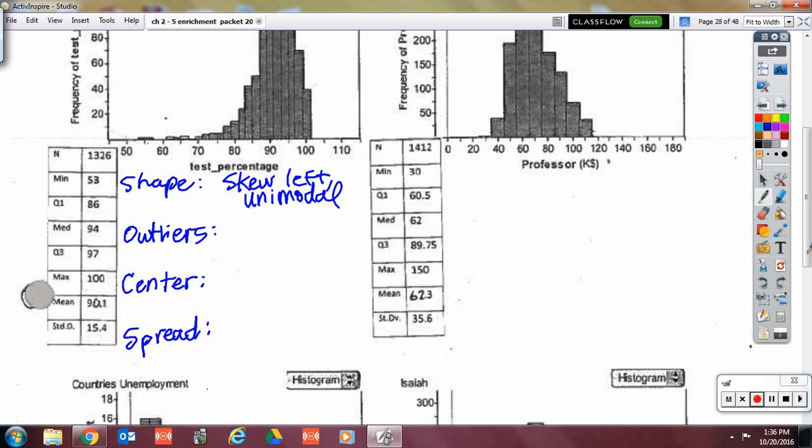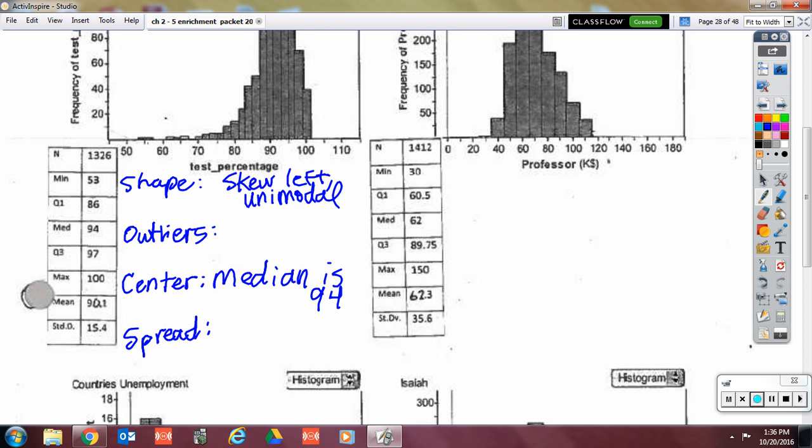So our center is going to be described as what value? Can you see this list of data over here to the left? So what is the median? Good. So we will write median is 94. Do not just put 94. What's 94? Mean or median? Okay, so you have to say median is 94.